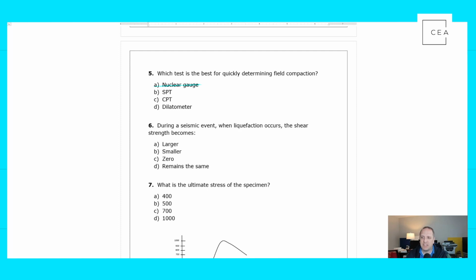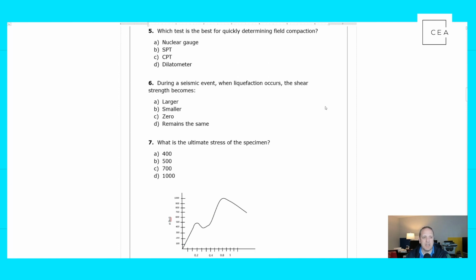And basically, it's a probe with radioactive material in it, and it's inserted into a hole punched into the compacted soil. And the rate of radiation penetration is measured to give wet density, and the dry density is calculated. And the water content is given as well. So it is the quickest way to determine field compaction. So another good one. All right, let's jump to number 6.